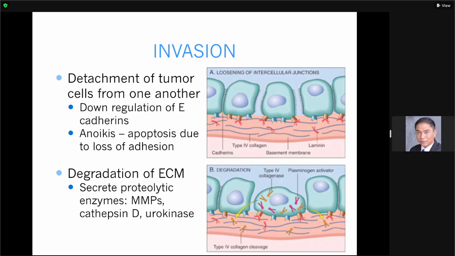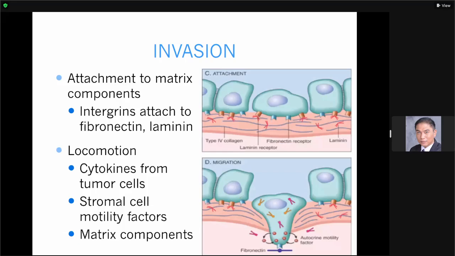Paano nangyayari to in cancer? Because of the secretion of proteolytic enzymes. Secrete yung matrix metalloproteinases, cathepsin B, and urokinase. Next is attachment to matrix components by making use of molecules, integrins attaching to fibronectin and laminin. And next is locomotion. Paano mag-move ang cancer cells? Due to cytokines from tumor cells, stromal cell motility factors, and matrix components.